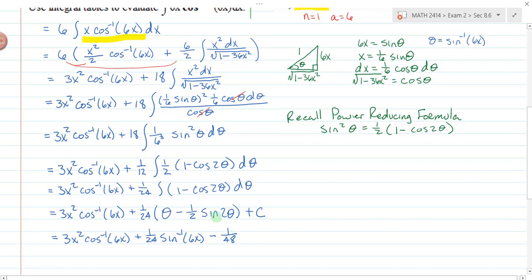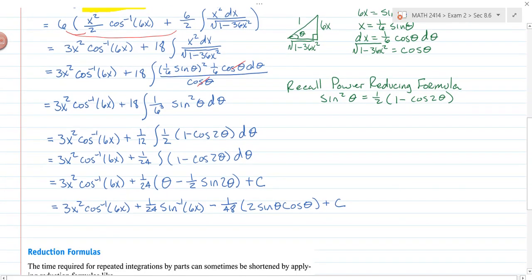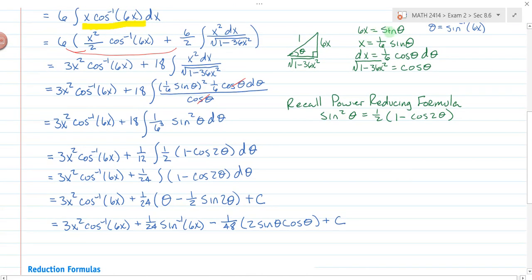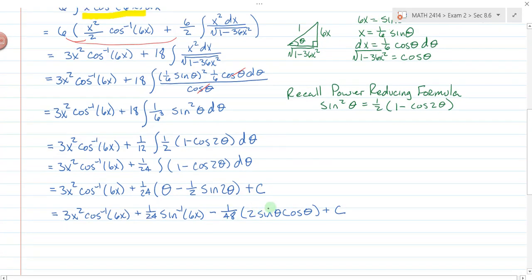We're going to rewrite sine 2 theta as 2 sine theta cosine theta. But what is sine theta equal to? Looking at your triangle up here, sine theta is equal to 6x. So I'm just going to clean this up. Sine theta is equal to 6x, and cosine theta is equal to the square root of 1 minus 36x squared.